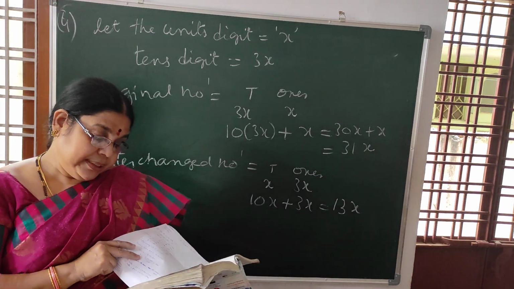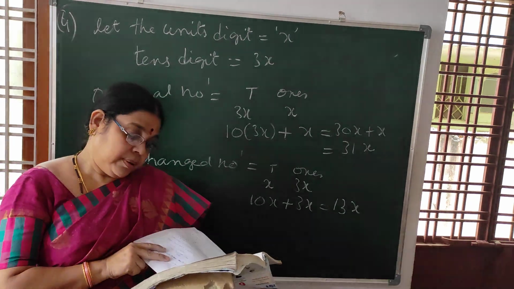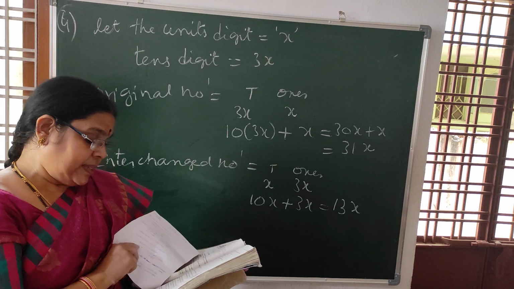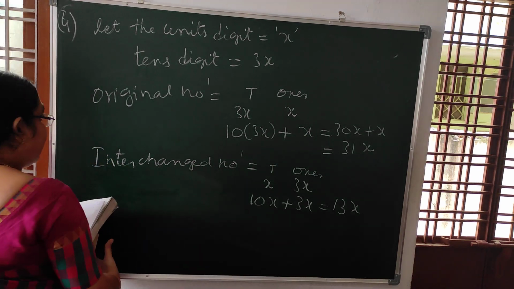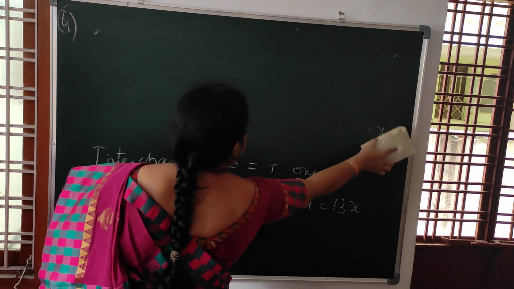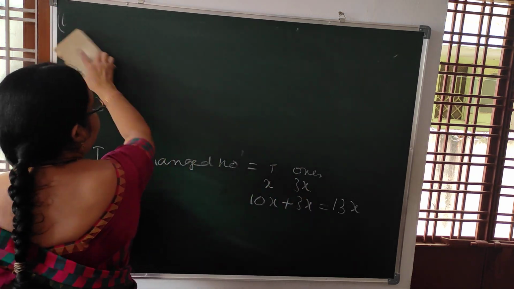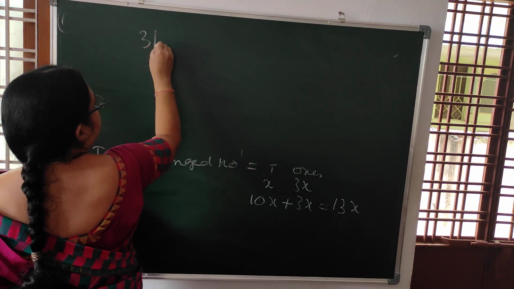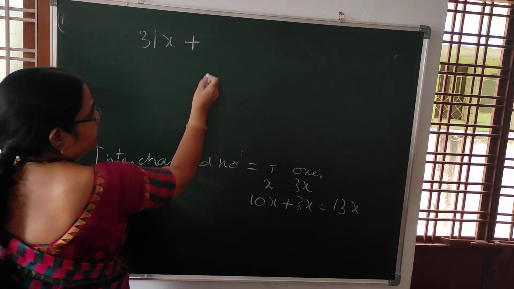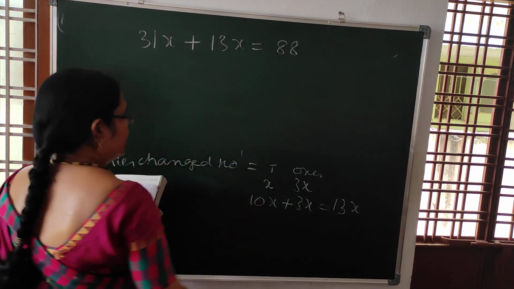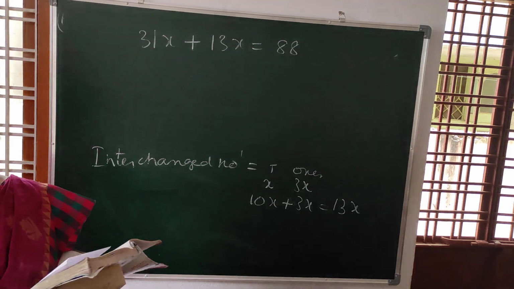Next, what happened here? When you add these two numbers, the resulting number is 88. That means when you add the original number and the interchanged number, the result you are going to get is 88. So the original number is 31x and the interchanged or new number is 13x. When you add this, you are going to get the sum 88.